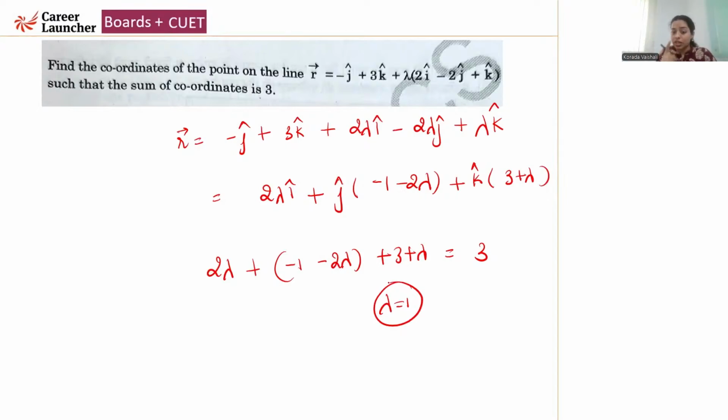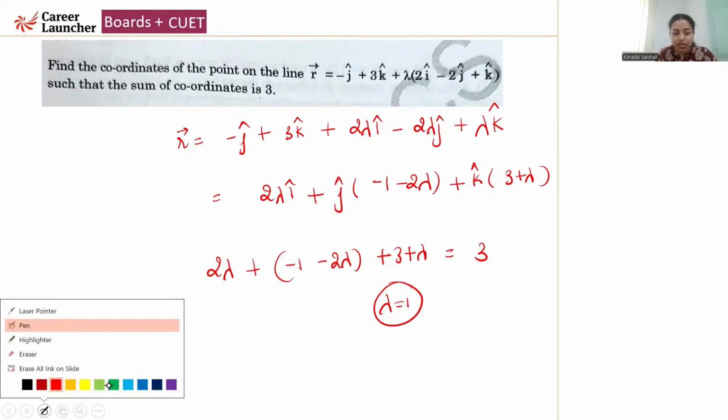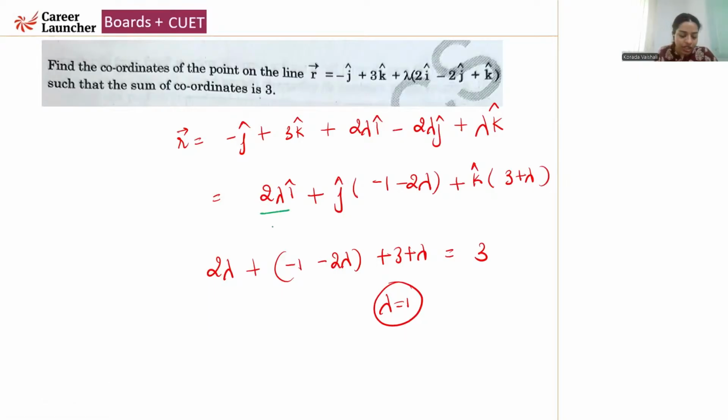अब इसमें पूछा है कि coordinates of the point भी बताना है. So you will simply have to substitute in these places. तो ये हो जाएगा 2. ये क्या हो जाएगा? -1 -2 which is -3. So we are discussing the value of x, y, z. And what about this? This is going to be 3 plus 1 which is going to be 4. So the point is going to be 2 minus 3 and 4.